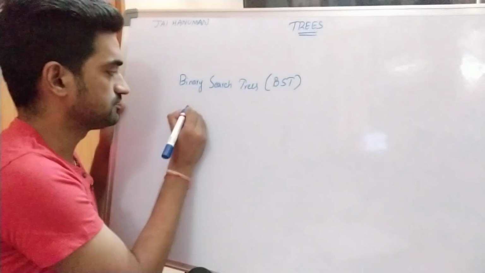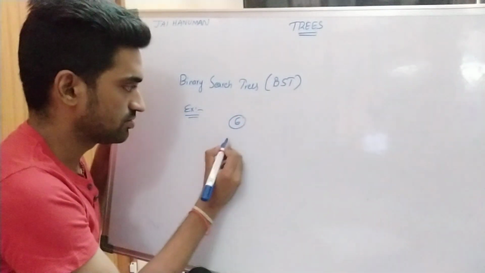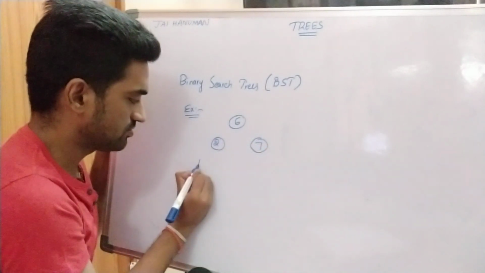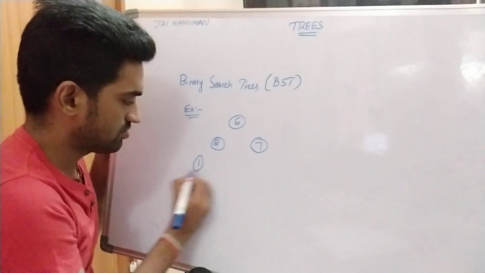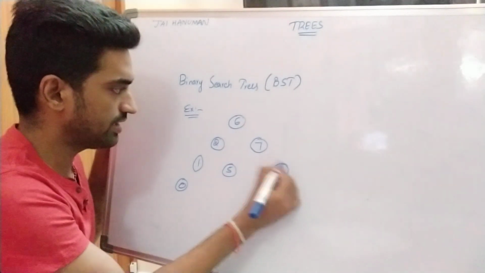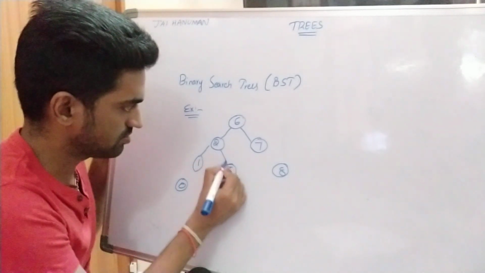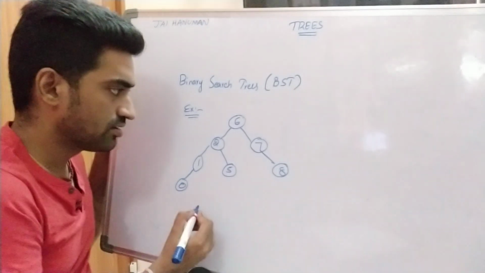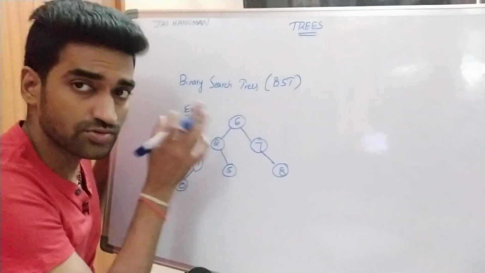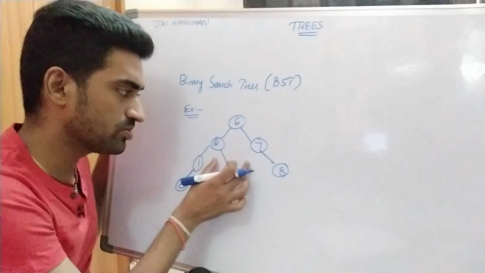For example, 6, 2, 7, 1, 0, 5, 8. Right? So this is a binary tree. Why? Because each and every node contains at most 2 children, either 0 children or 1 child or 2 children. So that's why this tree is said to be a binary tree.